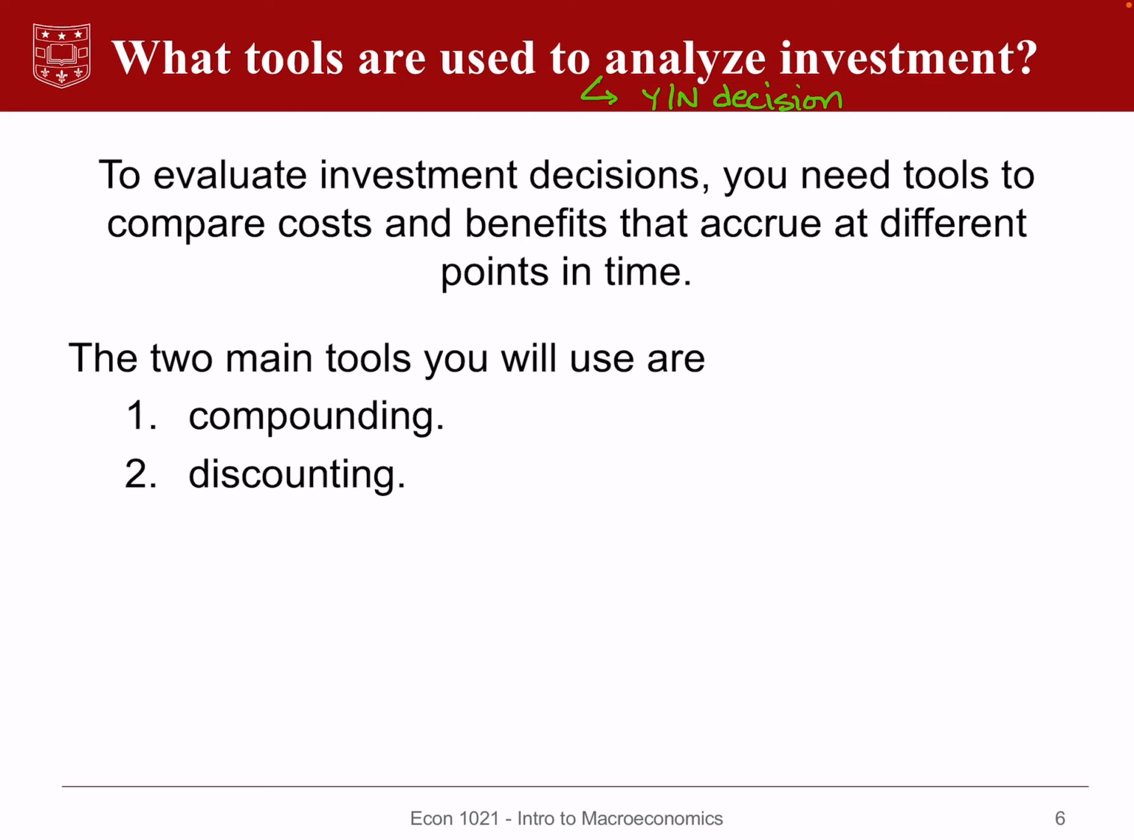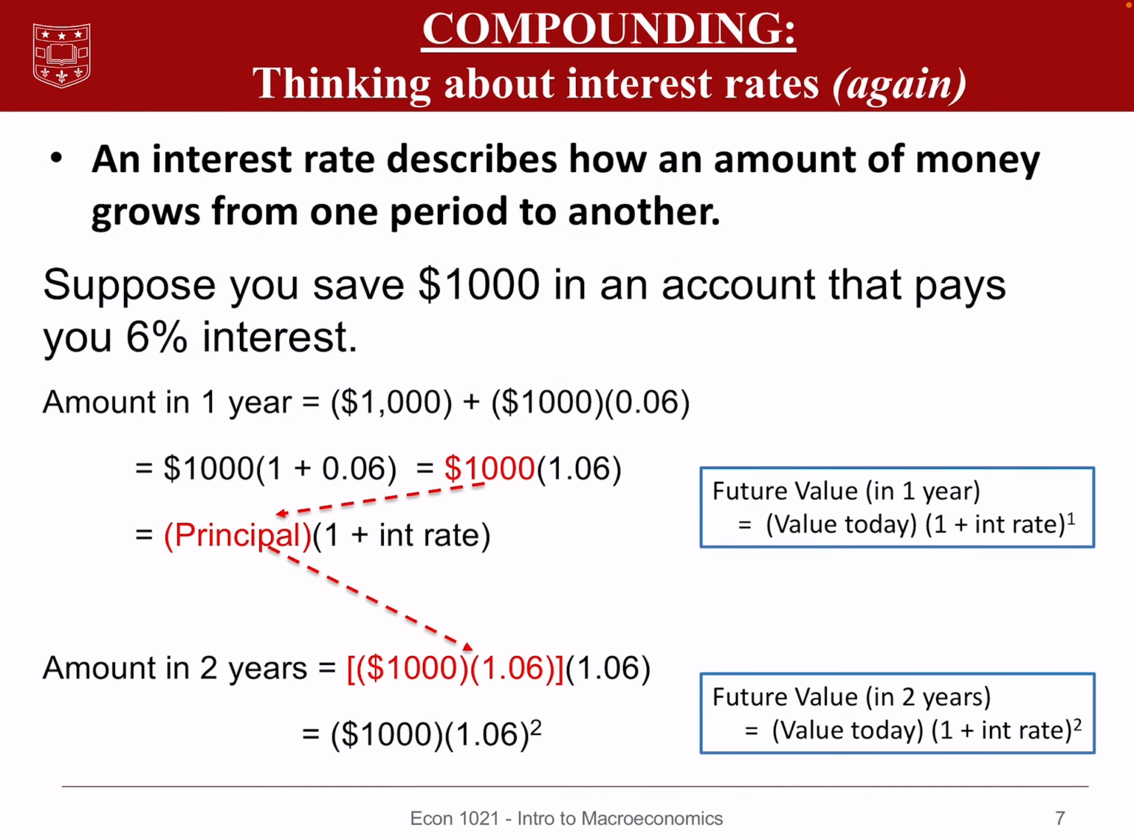In terms of analyzing investment decisions, there are two main tools we're going to think about. One is compounding, and the other is discounting. These are just flip sides of the same thing. What do we mean by compounding? When discussing compounding, we're again thinking about interest rates. Here's our second look at interest rates, and we'll have a lot more to say about them for the rest of the semester. We can think about an interest rate as describing how an amount of money grows from one period to another. Here's my very simple example.